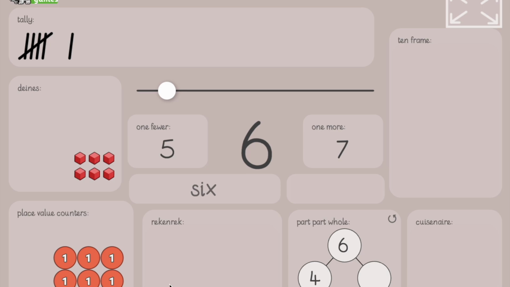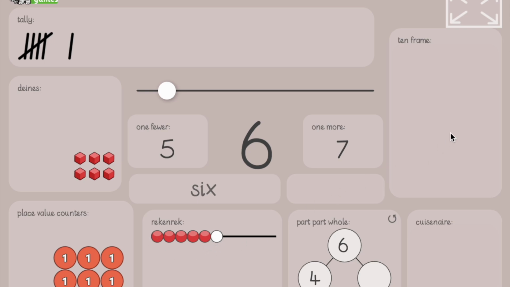How do we show 6 on a rekenrek? Draw it now. Like this. There are 6 beads. 1, 2, 3, 4, 5, 6. That's 5 red ones and 1 white one.